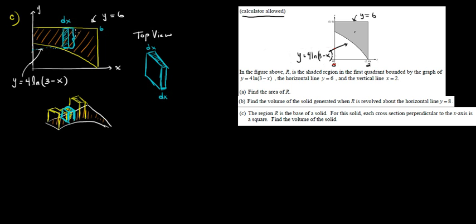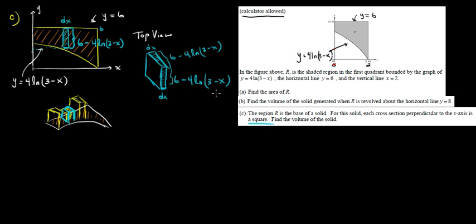So the distance here is actually just 6 minus the bottom function. It's kind of like the area between curves, so it's the top minus the bottom. So it'll be 6 minus 4 ln of 3 minus x. So this distance from here to here is 6 minus 4 ln of 3 minus x. But remember, we're talking about a square, so that means that this distance is also 6 minus 4 ln of 3 minus x, because a square has the same sides, and that's what the problem is telling us, that this is a square.